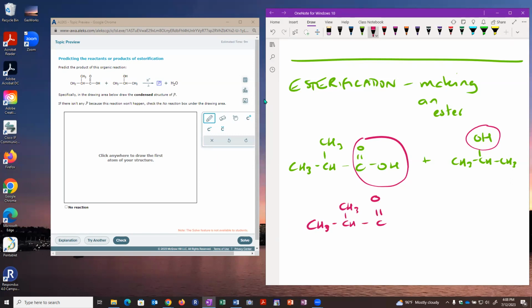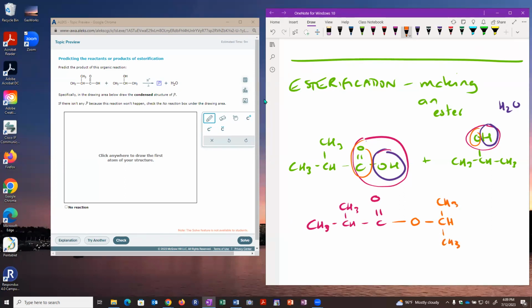All right, so I end up losing the OH from the acid, and I end up losing the H from the alcohol. These combine to give me my H2O. All I'm going to do then is connect this C double bond O with this O over here. This O brings with it from the alcohol everything else it's connected to: a CH, which is connected to a CH3 and another CH3.